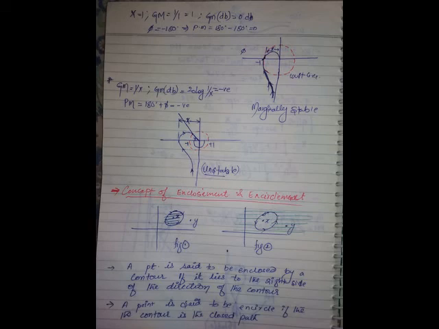A point is said to be enclosed by a contour. Contour means some shape. A point is said to be enclosed by a contour if the point is lying to the right side of the direction of the contour.